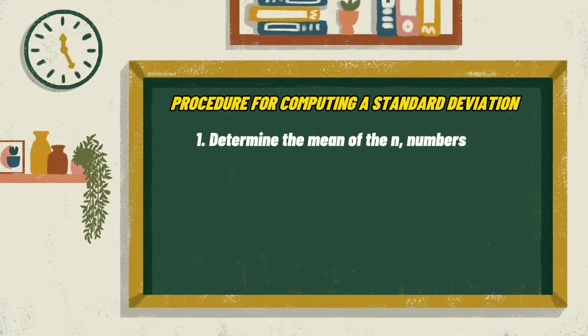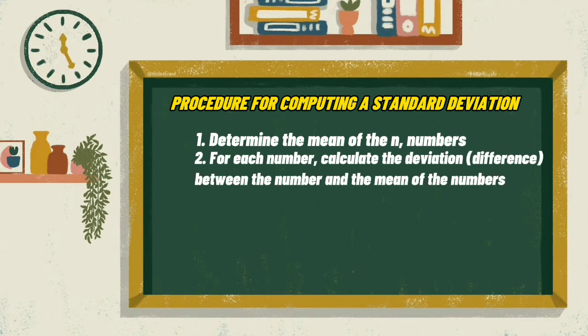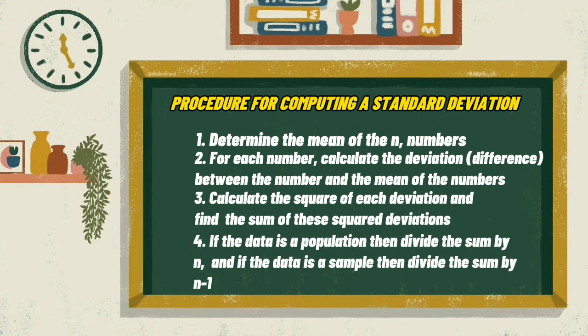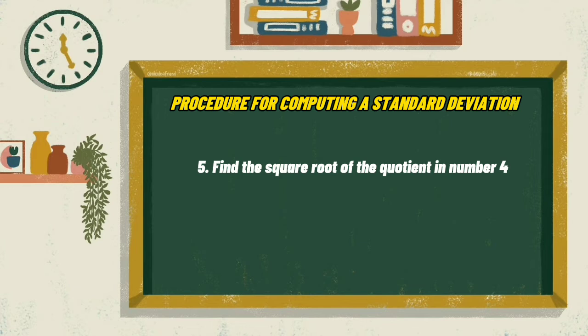Number 1, we need to determine the mean of the n numbers first. Number 2, for each number, calculate the deviation, or the difference between the number and the mean of the numbers. Number 3, calculate the square of each deviation and find the sum of these squared deviations. Number 4, if the data is a population, then divide the sum by n, and if the data is a sample, then divide the sum by n minus 1. And number 5, find the square root of the quotient in number 4.